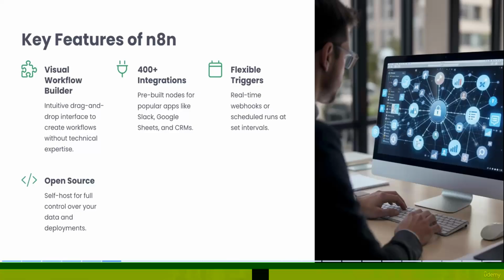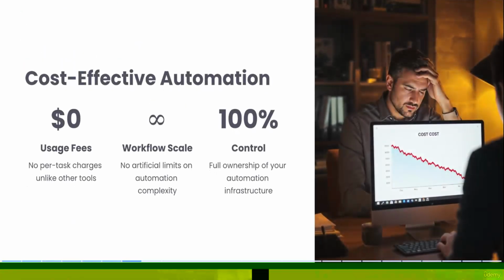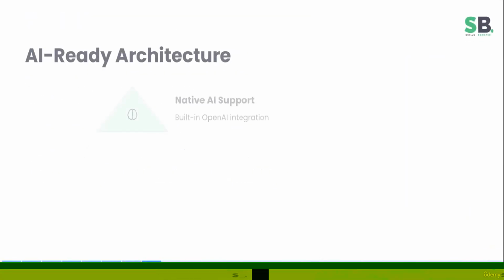Also, you have flexible triggers: real-time webhooks, or scheduled runs at set intervals. And of course, it's open source. You can self-host for full control over your data and deployments. If we talk about the cost, it's cost-effective automation. You have zero usage fees, no per-task charges unlike other tools. You have workflow scale, no artificial limits on automation complexity, and 100% control, full ownership of your automation infrastructure.